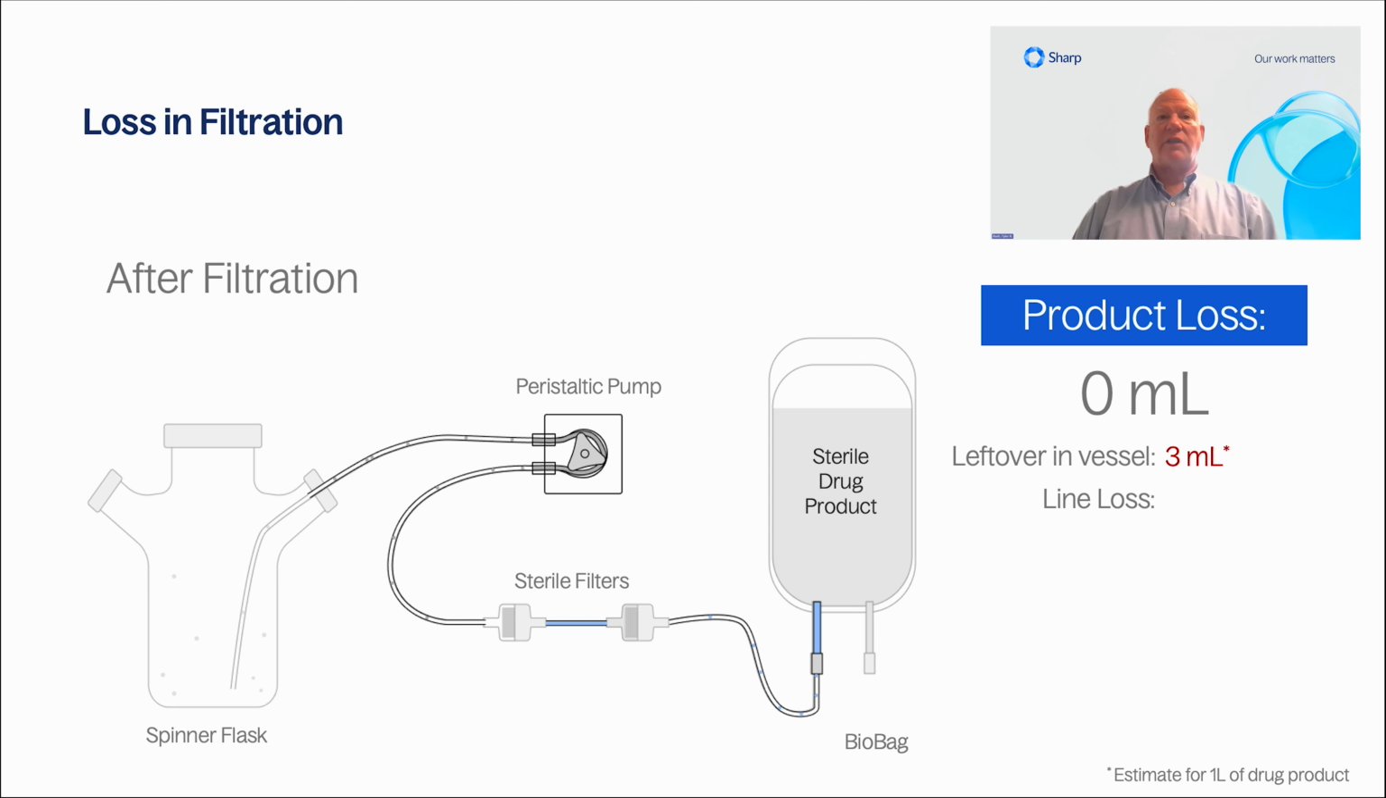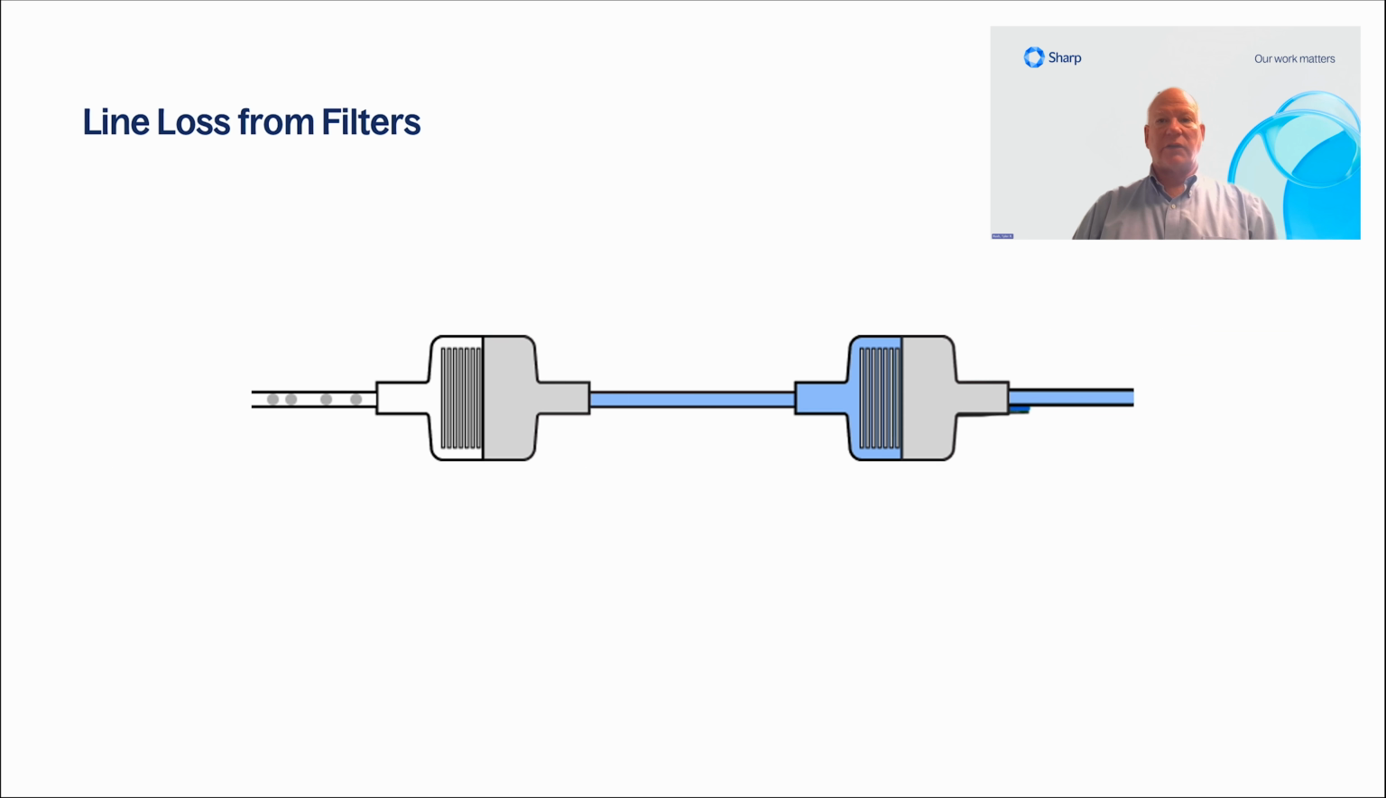Line loss. This is product that is lost in the tubing. The line loss during the sterile filtration is a significant part of the process, and the reason is due to the holdup volume of the sterile filters. Of course, you will have small droplets of solution remaining in the tubing after the transfer. At the end of the sterile filtration process, air replaces the space that the drug product solution was in.